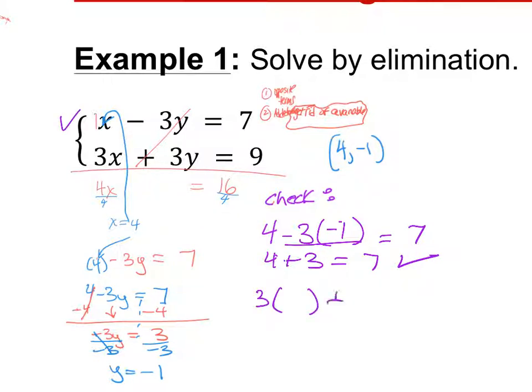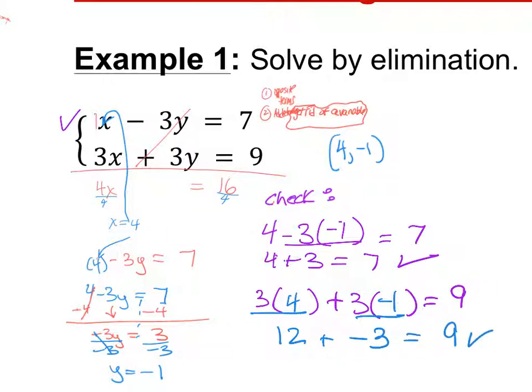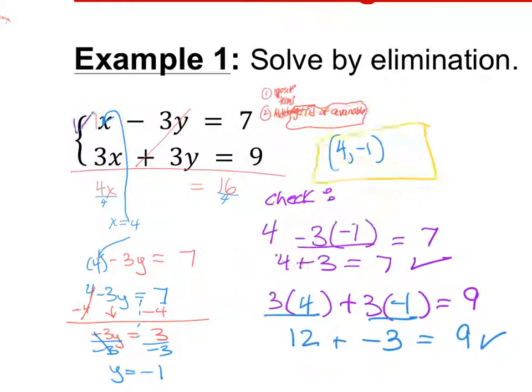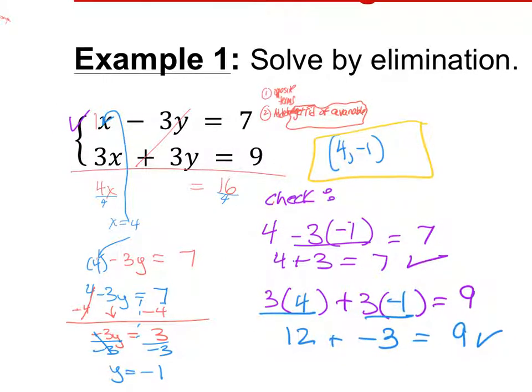3 times x plus 3 times y equals 9. Well, x is supposed to be 4 and y is negative 1. 3 times 4 is 12. 3 times negative 1 is negative 3. 12 plus negative 3 is 9. So I also know that's correct. Therefore, this beautiful point is the solution to that system of equations.